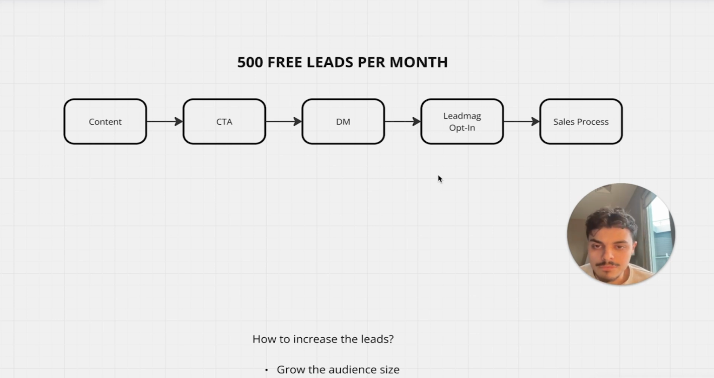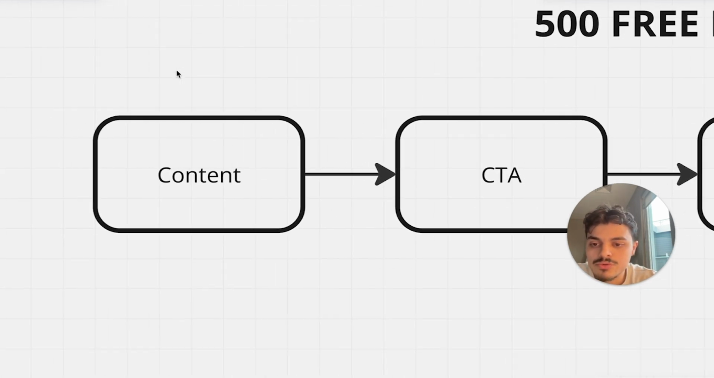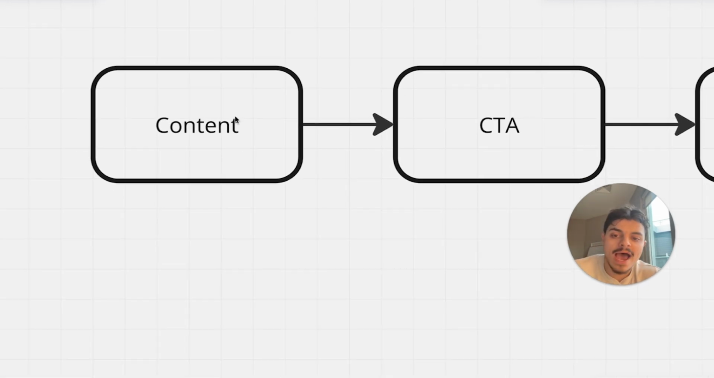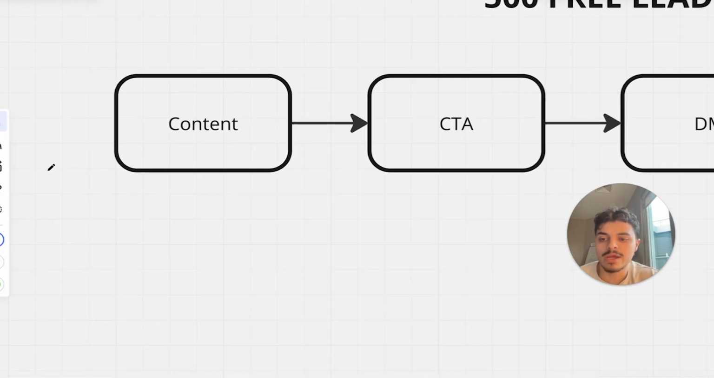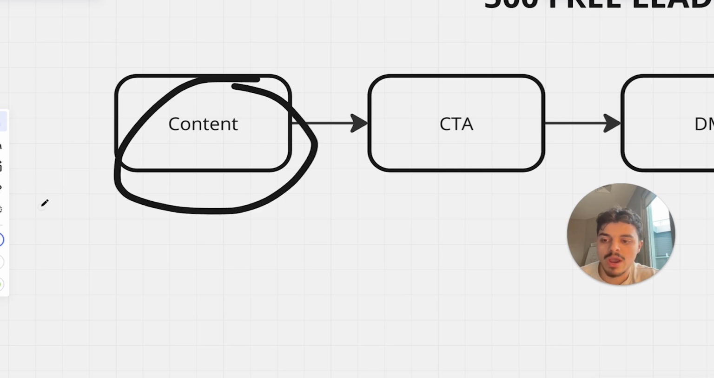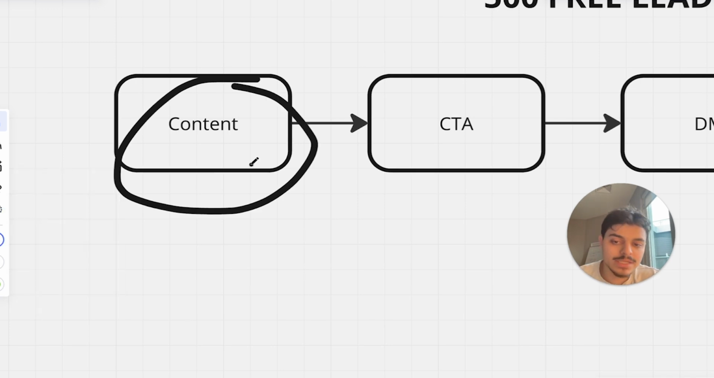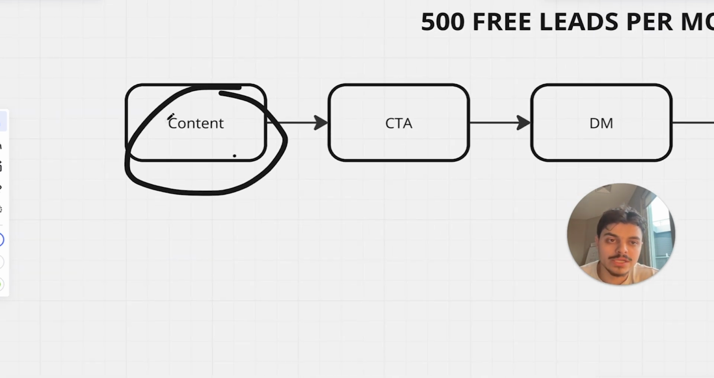So the first thing is this: you have to have content. The prerequisite to this is you need tons of content on your social media. You need to have a brand. If you do not have a brand, this will not work. So this is primarily the number one thing that has to happen and needs to exist. There needs to be content.